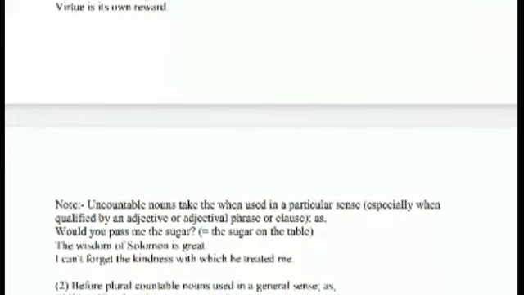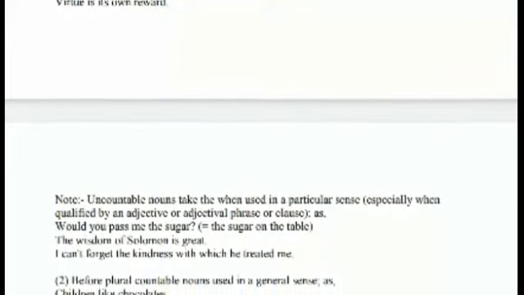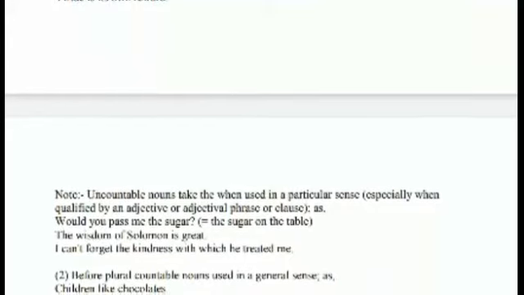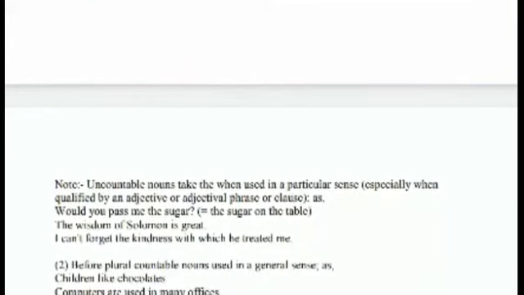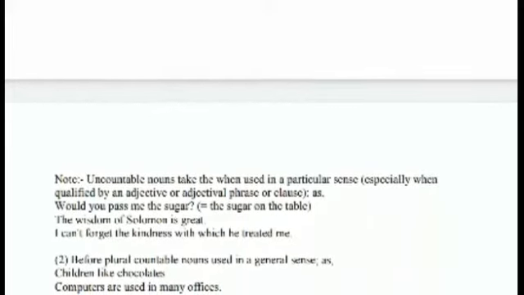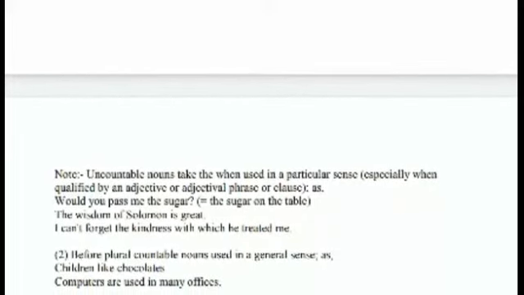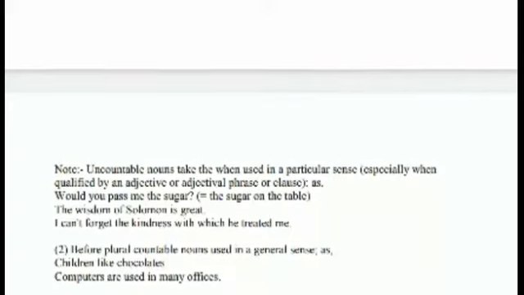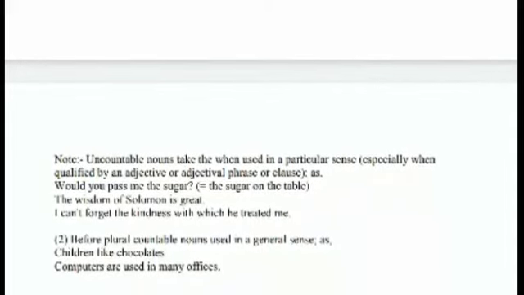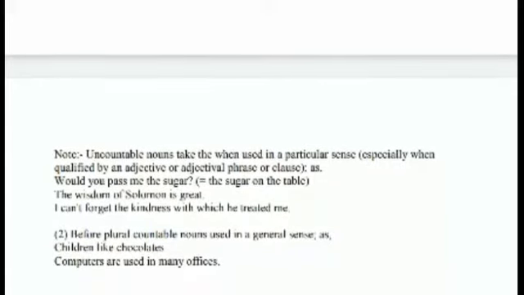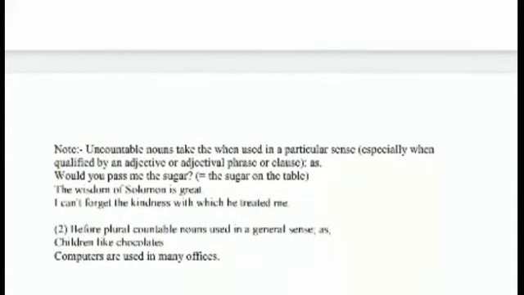The wisdom of Solomon is great. Actually, wisdom is uncountable, so we don't use any article. But here, the particular wisdom of Solomon, some person's wisdom, is great. So here, the is used. I cannot forget the kindness with which he treated me. So these are all about the first rule.